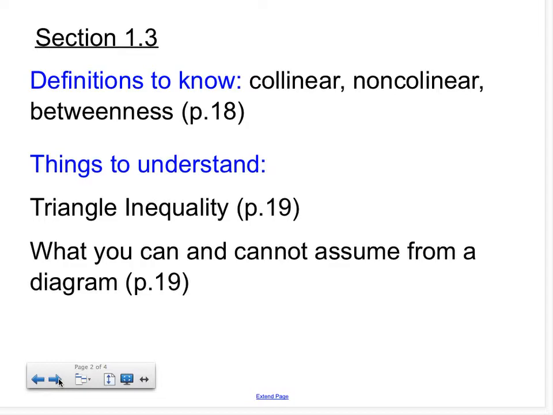And things you'll need to understand are the triangle inequality on page 19 and what you can and cannot assume from a diagram. This last one is really important and will be important in everything we learn in the future, because every diagram we look at, you'll have to assume some things, and there are some things that you cannot assume. So what I'd like to do in this video is just go through some examples of collinearity, betweenness, and triangle inequality, just to give you a sense of how these things are applied.